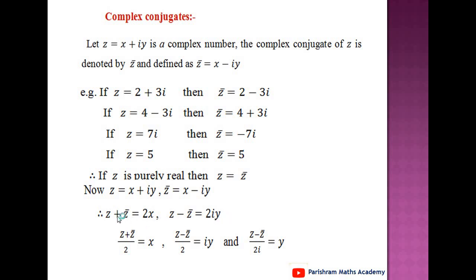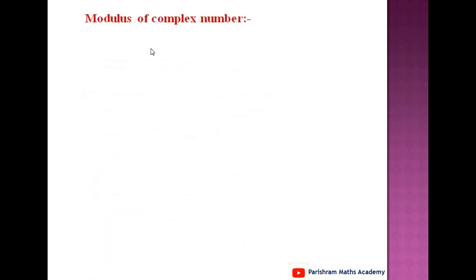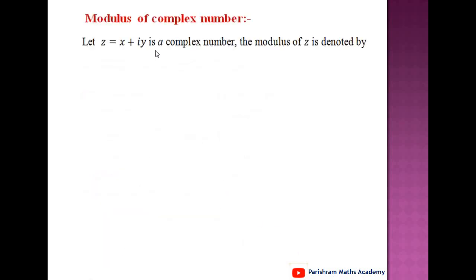Now, z plus z bar equal to twice x, and therefore z plus z bar upon 2 equals x, z minus z bar upon 2 equals iy, and z minus z bar upon twice i is the same as y.